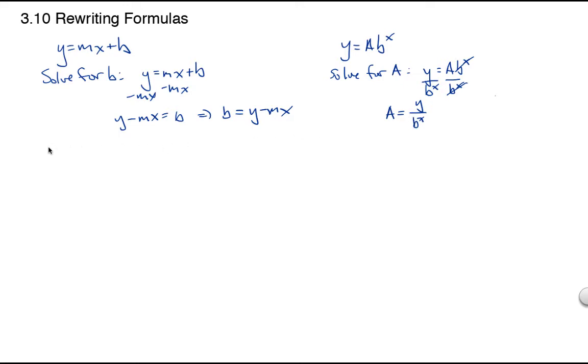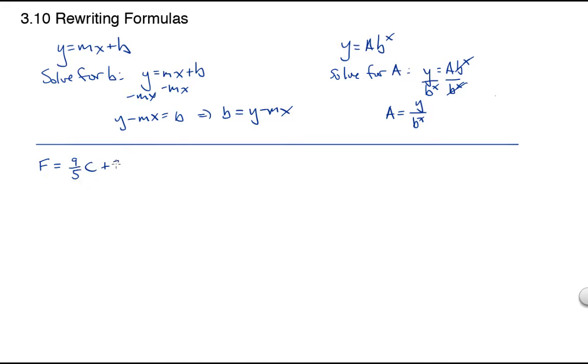So that's it. I mean, that's what rewriting formulas amounts to. We're going to look at a couple more examples. One example I like to use is the formula for converting Celsius to Fahrenheit. So if we know degrees Celsius, C, we can convert that to Fahrenheit by just multiplying by 9/5 and adding 32. What if I wanted to find out what the formula is for converting Fahrenheit to Celsius?